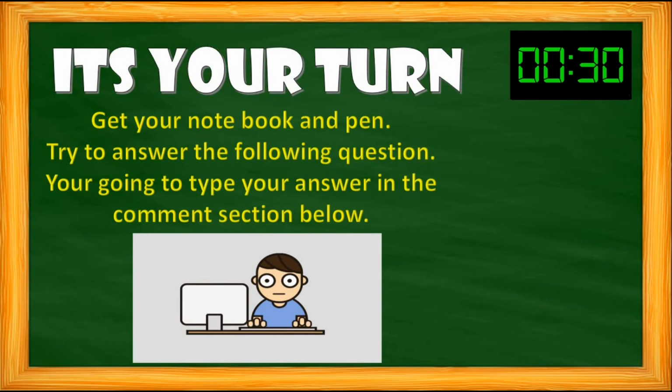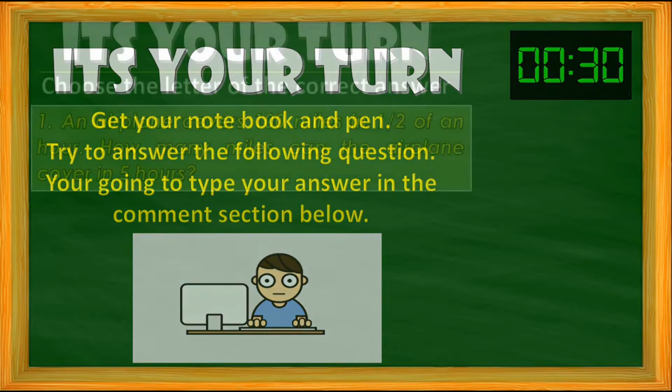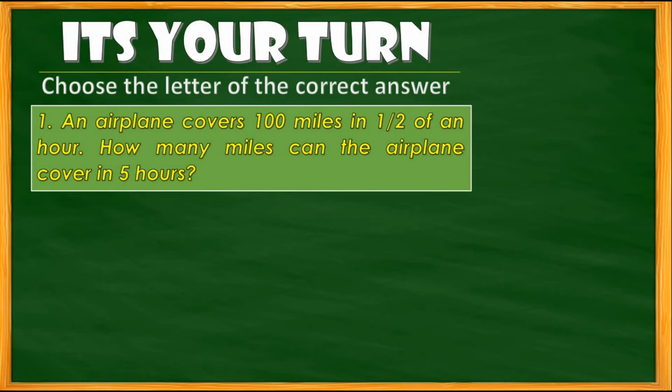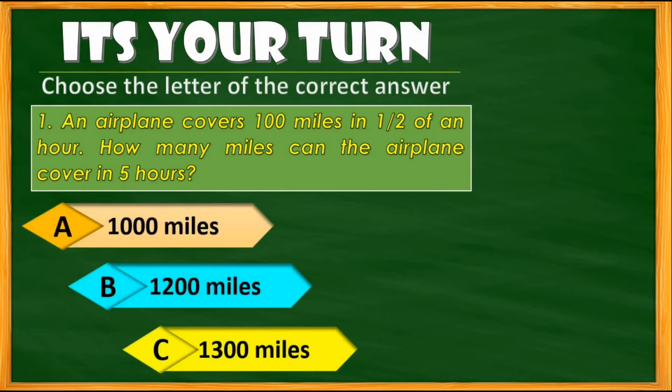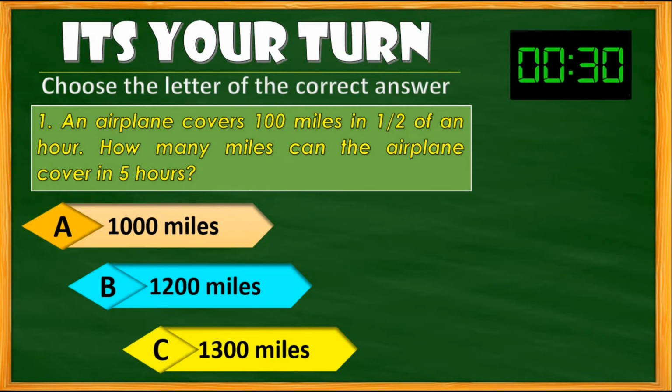Okay, it's your turn, Grade 5 pupils. I want you to get your notebook and try to answer the following question. You're going to type your answer in the comment section below. You have 30 seconds. Number 1, you're going to choose the letter of the correct answer. An airplane covers 100 miles in 1/2 of an hour. How many miles can the airplane cover in 5 hours? Is it letter A, 1,000 miles, B, 1,200 miles, C, 1,300 miles? You have 30 seconds. Timer starts now.